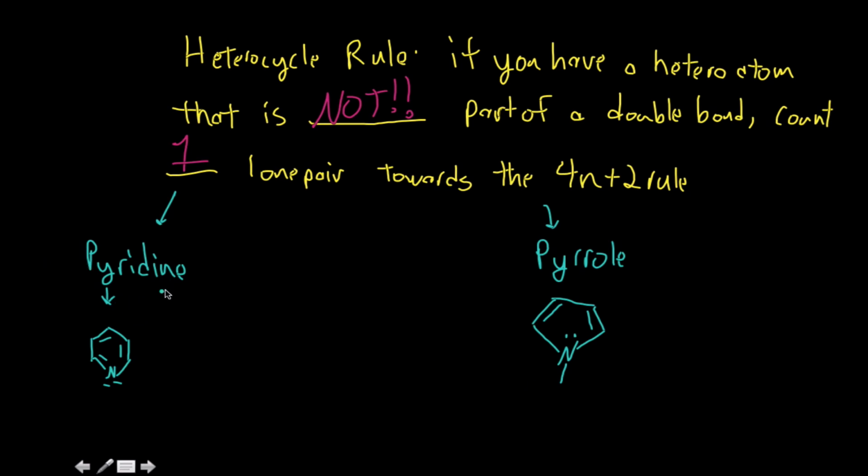So for pyridine, the heterocycle rule is, if you have a heteroatom that is not part of a double bond, count 1 lone pair towards the 4n plus 2 rule. So how many pi electrons am I going to find in pyridine? Well, there's 2, 4, and 6. So I have 6 for pyridine, because that makes it way more stable.